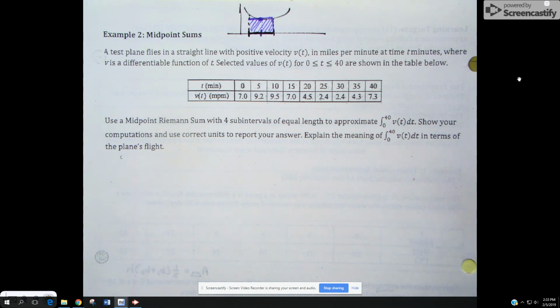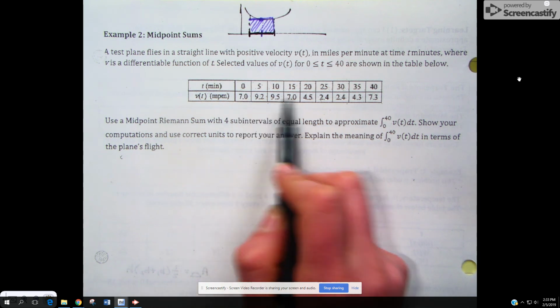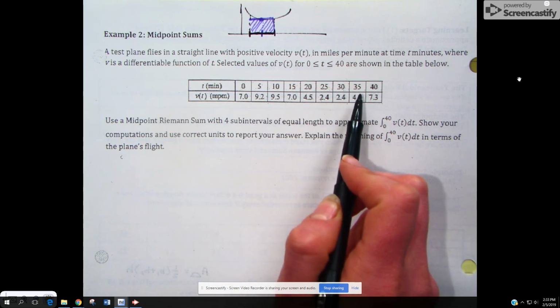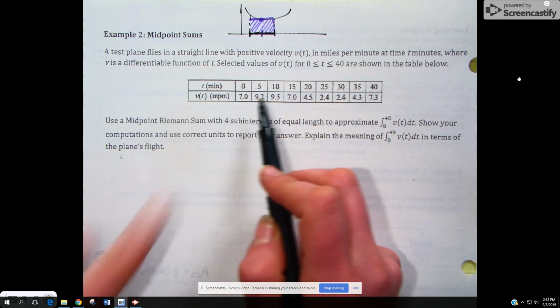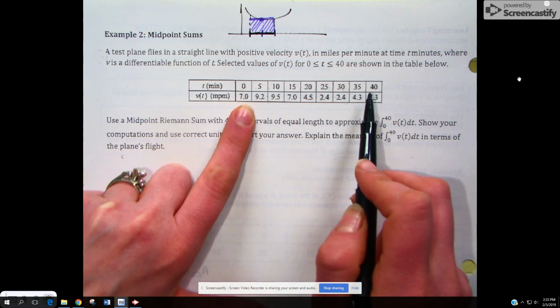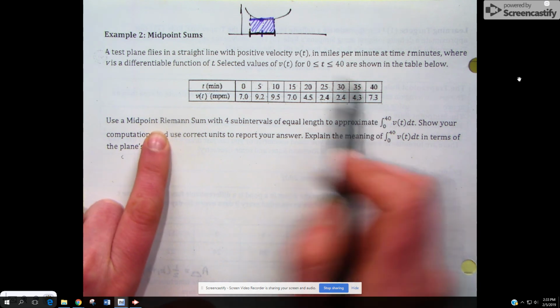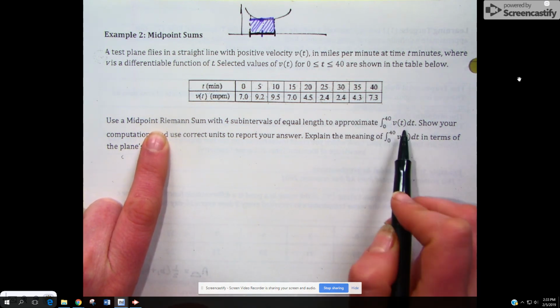Here we have a data table instead, and data tables can be a little bit tricky, but this one is designed for a midpoint. It says that we have a test plane that flies in a straight line with a positive velocity v of t. And in our table here, they've given us the velocity of the plane at specific moments in time. So it looks like we're measuring our time in minutes and miles per minute for our velocity. And they've given you just selected values of your velocity for the first 40 minutes. Notice they're counting by 5s. They want you to come up with an approximation for the integral from 0 to 40 of v of t.